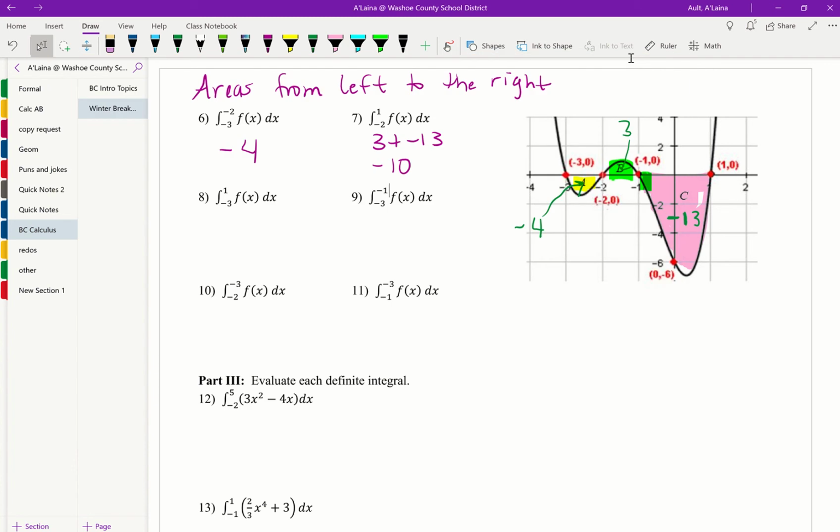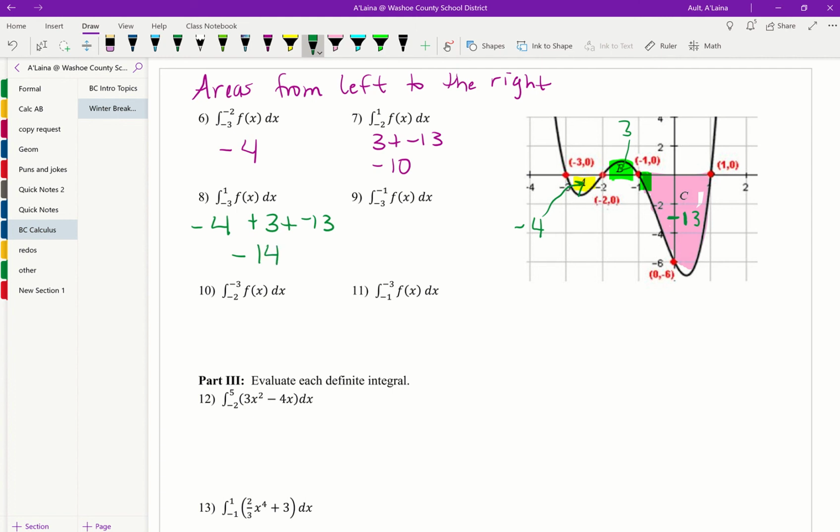All right, for number 8, the integral from -3 to 1 of f of x. So from -3, now I'm combining the yellow, the green, and the pink. So the yellow was a -4 plus the green. I'm just accumulating plus the pink. And so I would end up with -14. Let's see if I can do that right.